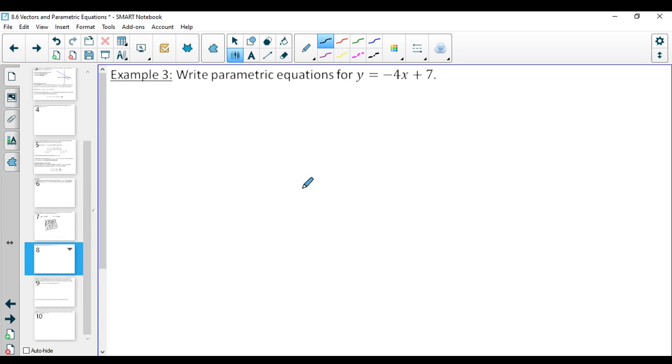I'm going to go through two more examples today. Example 3: write parametric equations for y equals negative 4x plus 7. So before we were given a point and a vector, and this time we're straight up given the line. It's basically asking us to write another equation for this line, but this time in the form of a set of parametric equations. And there's kind of a dirty little trick here.